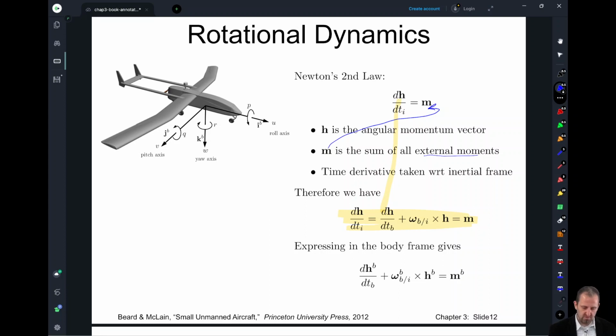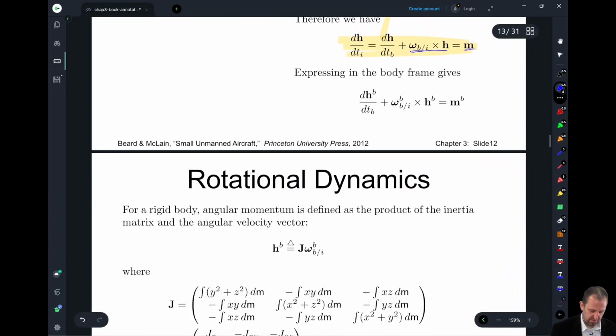So we have dH dT B, the time derivative with respect to our body, plus, and this is the same relationship as before, our rotational velocities cross that vector h. And we'll set that equal to the sum of our moments. Then we can express all those variables in our body frame. Once we express them in our body frame, now we can start to play with them.